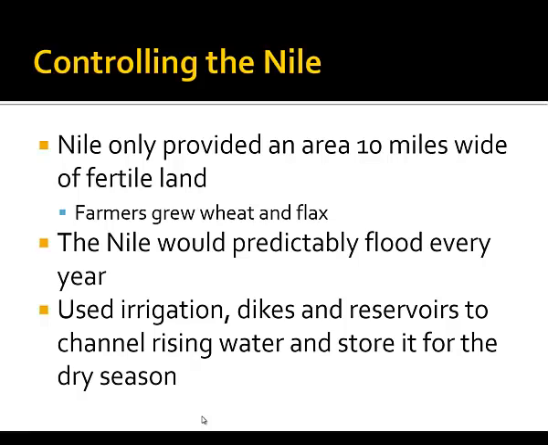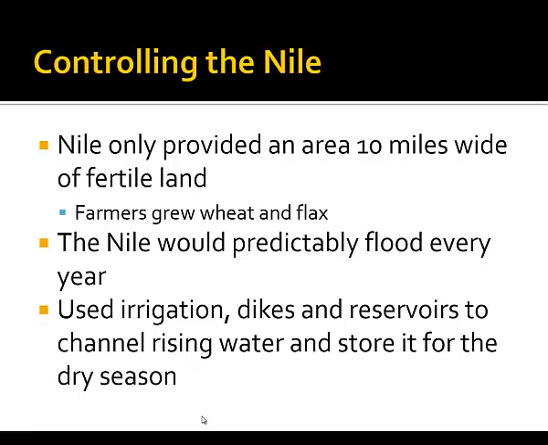Now, the Nile flooded like the Tigris and Euphrates rivers, but was different in that it flooded predictably every year. So if you remember in Mesopotamia, these rivers flooded unpredictably, which was very chaotic for the Mesopotamians, and they really relied on irrigation to make sure that they had enough crop yields.